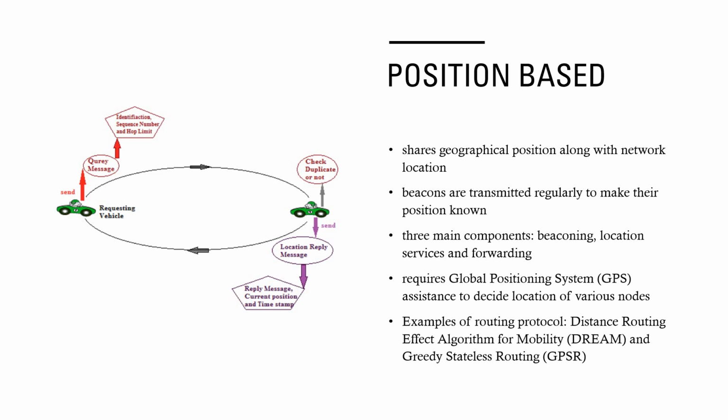So we can see a figure on the left which shows an example. The left vehicle is sending a query message, and it's a query about the identification, sequence number and hop limit of another node, and the node is replying with a location reply message. Okay, and before that it also has to check whether it's a duplicate message or not. Otherwise, for every message it gets, it might keep on flooding the network. So after the duplicate check is done, it replies with the message, the current position and the timestamp. Okay, so this is how nodes in the position based network communicate.